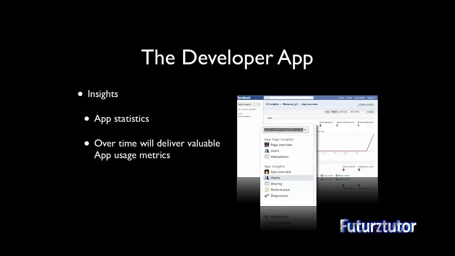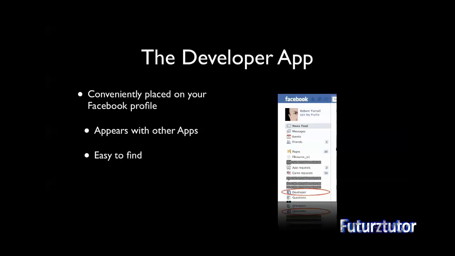This is certainly something that will deliver interesting statistical information over time, and you may want to add a client, for example, to the Insights users so that the client can see how their campaign is running without giving them access to the rest of the application settings. Once you've installed the developer app, you'll find that it sits in the left-hand menu on your Facebook profile, along with other applications, making it easily available and easy to find for when you need to change application settings.